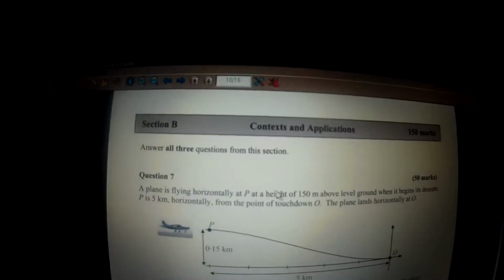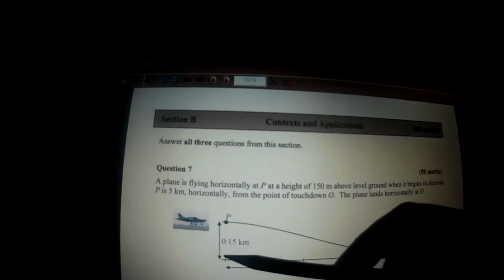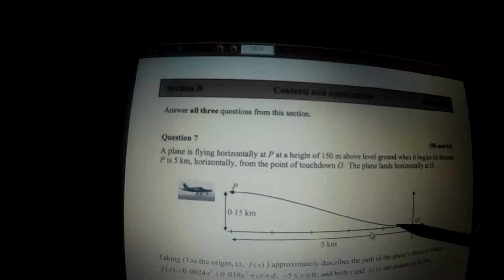This is past paper 2015, paper 1, question 7. A plane is flying horizontally at P at a height of 150 meters above level ground. So 150 meters is the same as 0.15 kilometers. So you've got to convert it there. Watch that one there, and that's 5 kilometers from its point of origin.